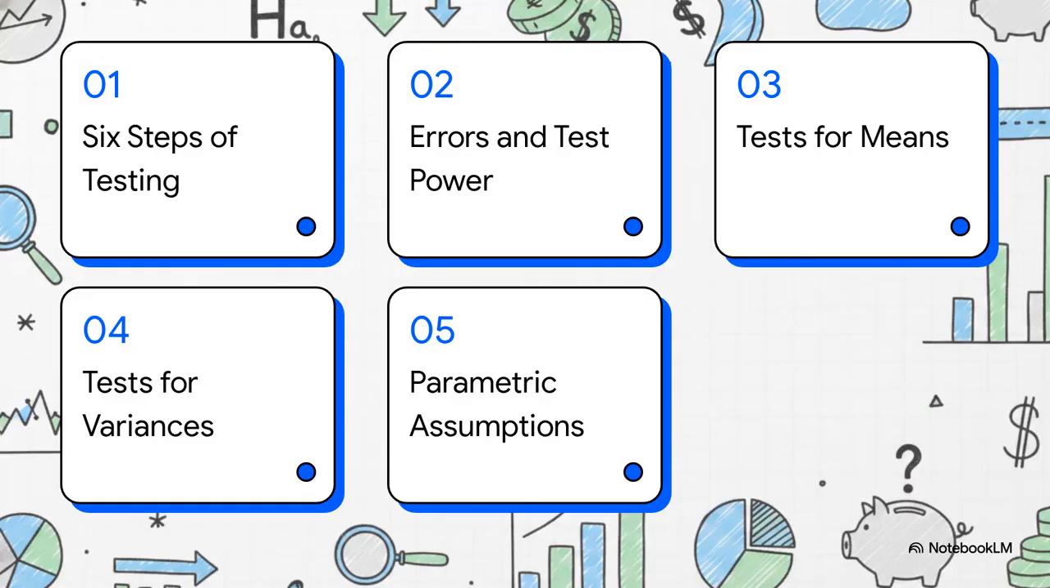Okay, let's dive into our roadmap for today. We're going to cover the 6 steps of testing, unpack errors in test power, dive into hypothesis tests for means and then variances, and finally wrap it up by comparing parametric versus non-parametric tests. Simple enough, right? Let's get right onto it.